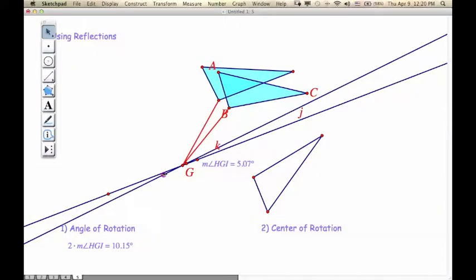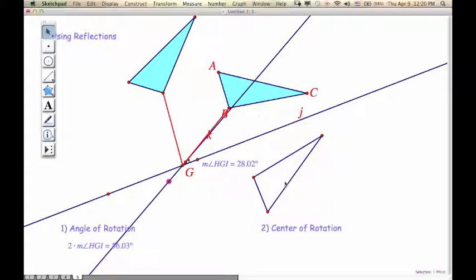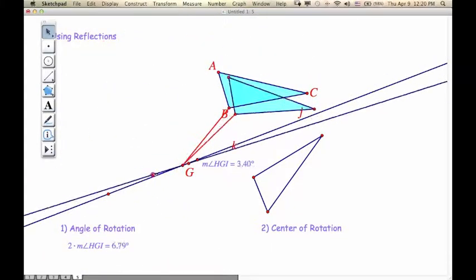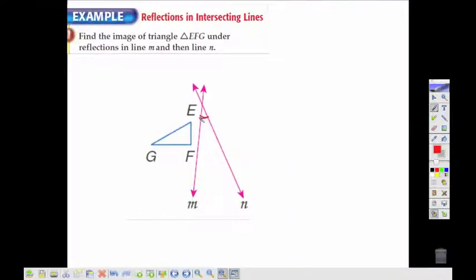Now the order also matters. Notice that when my K is above J, so if I'm going over J first and then back over K, I'm going to be going in the opposite direction. So if I'm going to do a rotation here by using reflections, I would look at this angle here, and my angle of rotation is going to be double that angle. If I'm going over M first and then N, then my rotation is going to be in this direction. If I reflect over N first and then M, then I would be going clockwise.